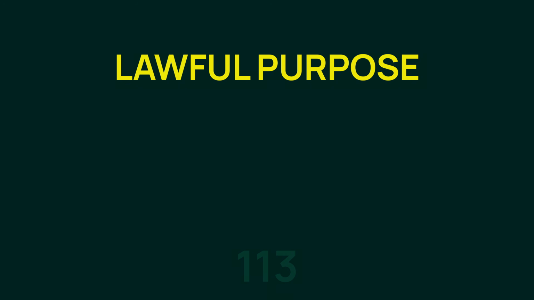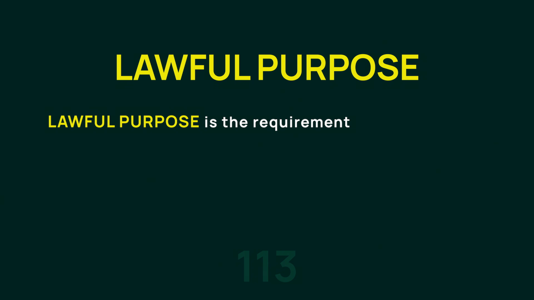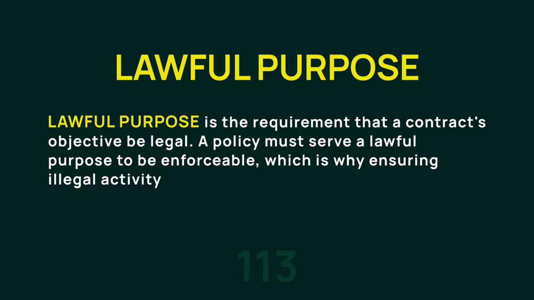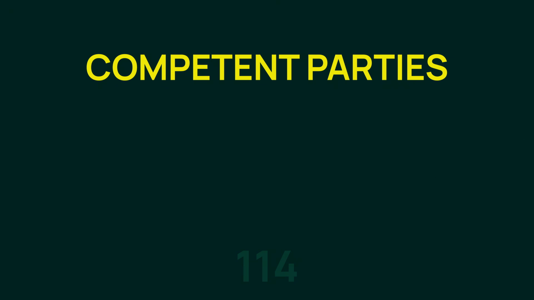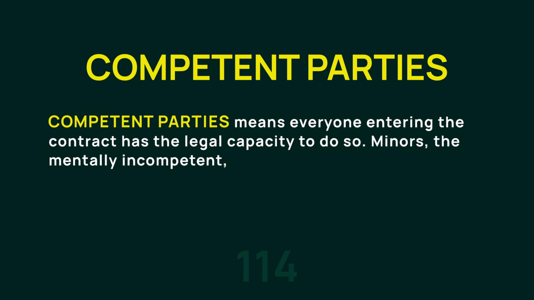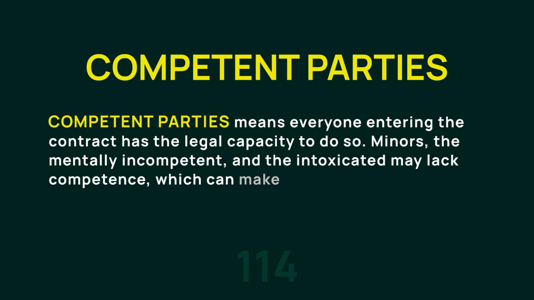Lawful purpose. Lawful purpose is the requirement that a contract's objective be legal. A policy must serve a lawful purpose to be enforceable, which is why insuring illegal activity or property produces no valid contract. Competent parties. Competent parties means everyone entering the contract has the legal capacity to do so. Minors, the mentally incompetent, and the intoxicated may lack competence, which can make a resulting policy unenforceable.